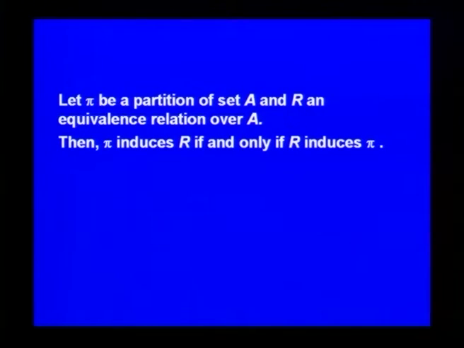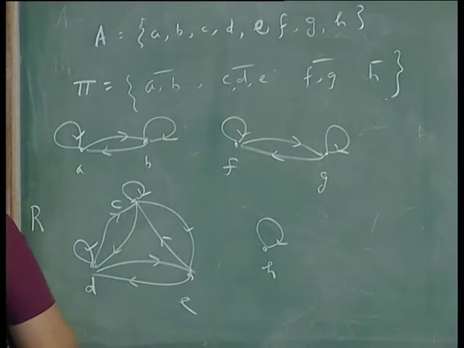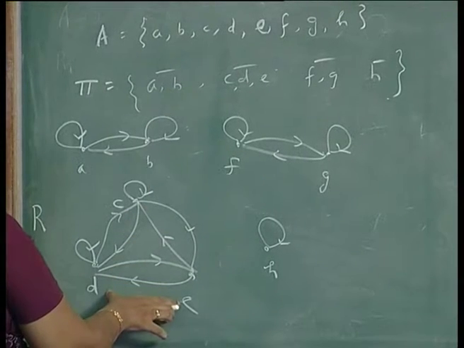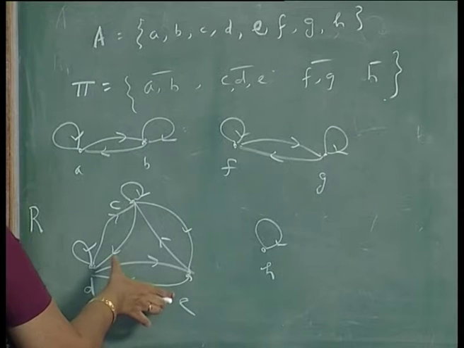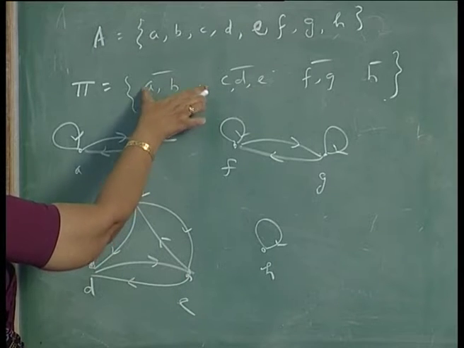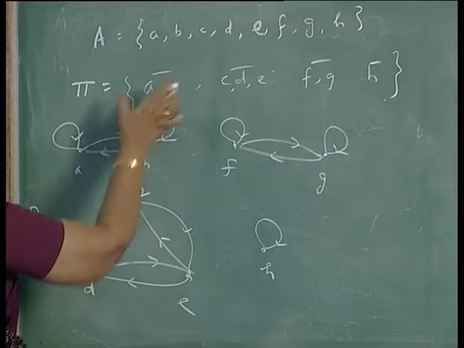Let pi be a partition of a set A and R an equivalence relation over A. Then pi induces R if and only if R induces pi. Obviously, that is true. Look at this. This is the set A, this is a partition pi and this is the equivalence relation R. Pi induces this equivalence relation R and you can see that R induces this partition pi on A. So, pi induces R if and only if R induces pi.